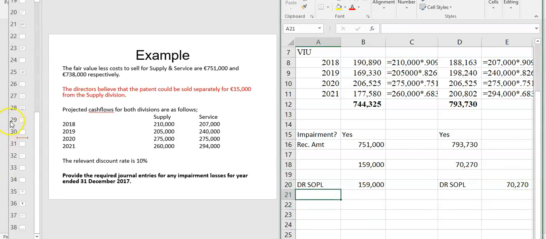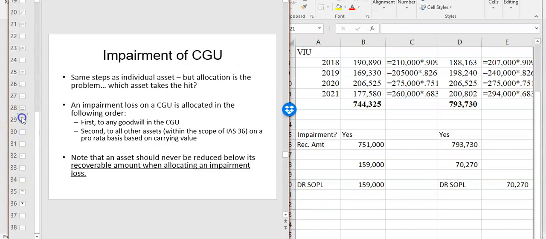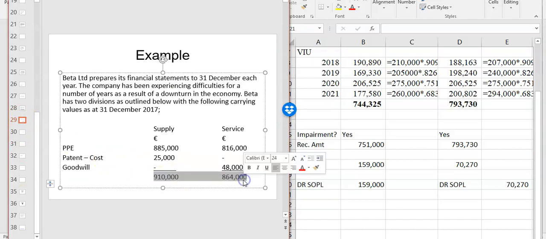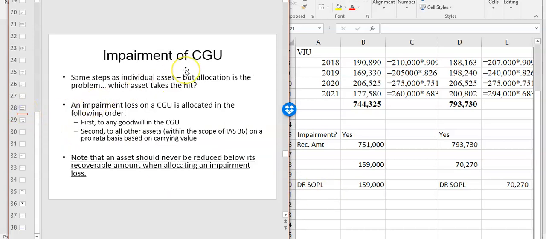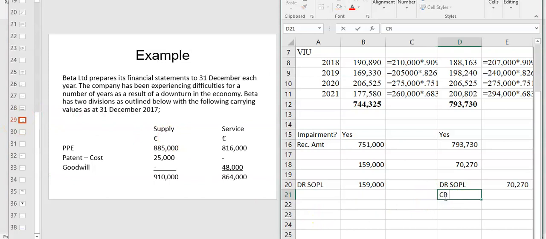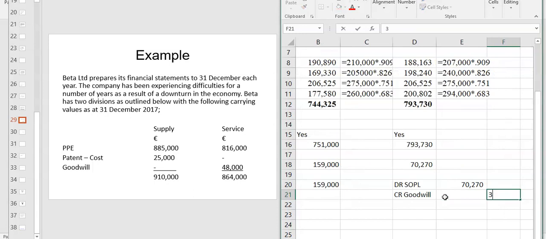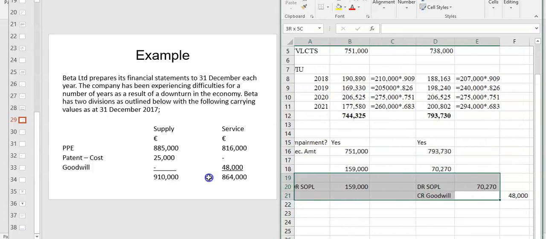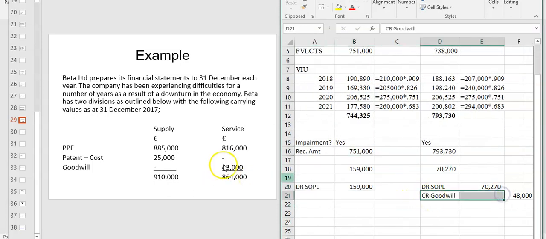And that's the problem we have with cash generating units, because they have multiple assets. You can't just credit the overall figure because it has to go to each individual asset. And this is where you come back to the rules of IAS 36. You first get rid of any goodwill. So in our case here, we can credit goodwill 48,000, sorry. That's the first rule, is you credit any goodwill if it exists there. You can credit goodwill, so that's wiped out.